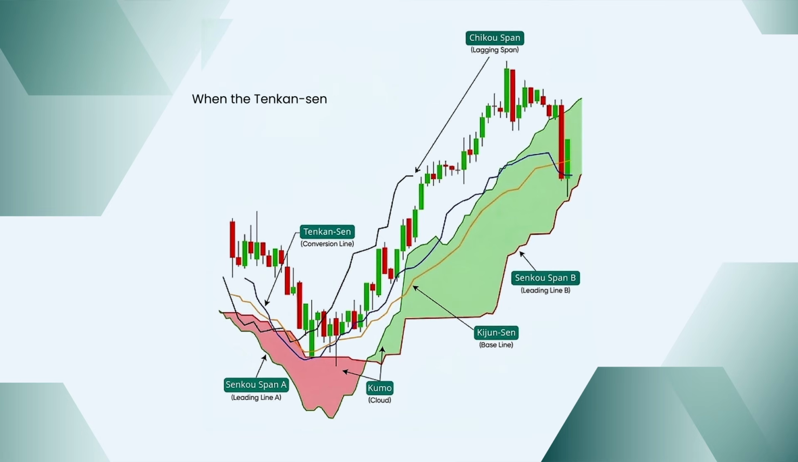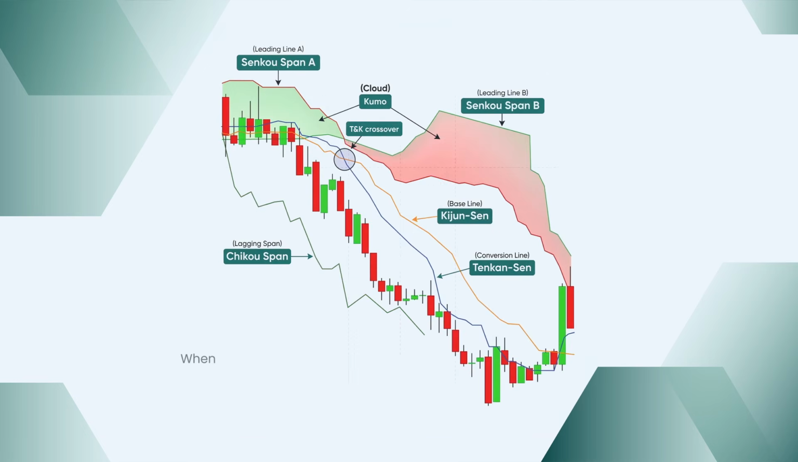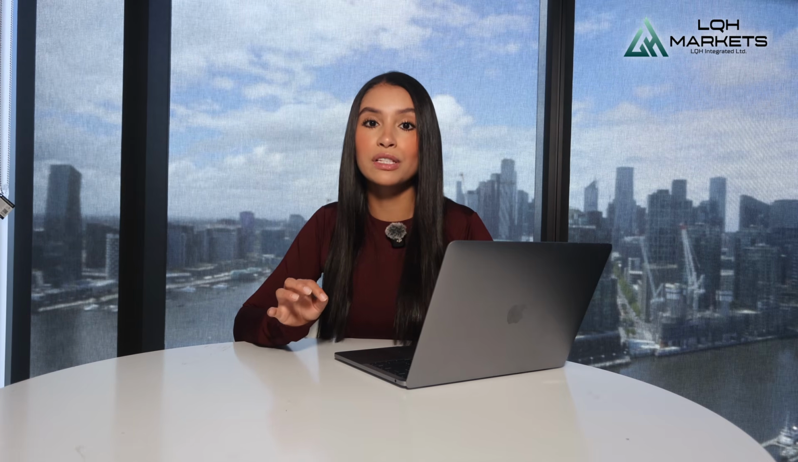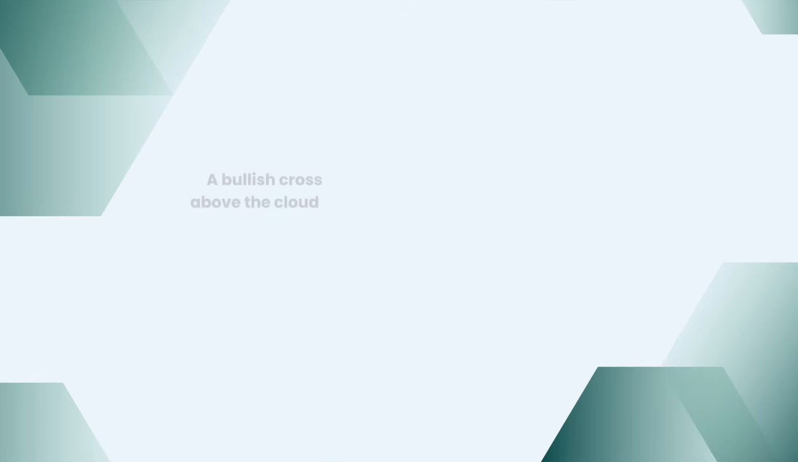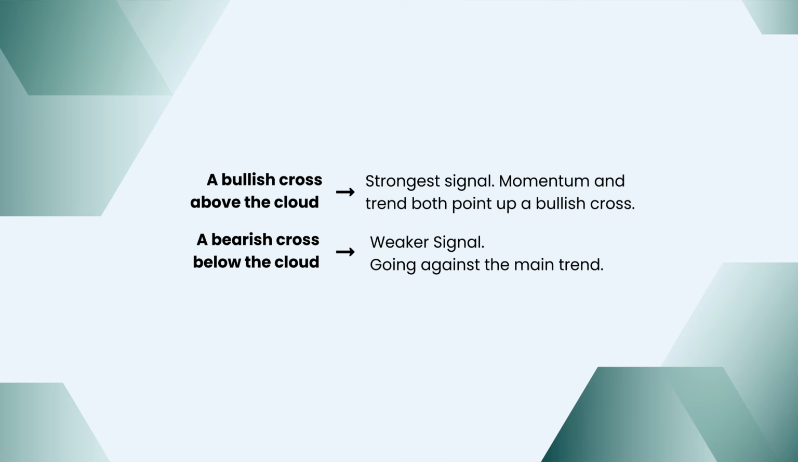When the Tenkan-sen crosses above the Kijun-sen, it's a bullish signal, showing short-term momentum aligning with medium-term strength. When it crosses below, it's bearish. But here is the key. The strength of that signal depends on where it happens relative to the cloud. A bullish cross above the cloud is the strongest signal. Momentum and trend both point up. A bullish cross below the cloud is weaker. It's going against the main trend. The same logic applies to bearish crosses.